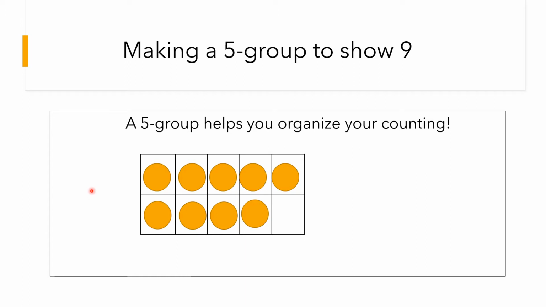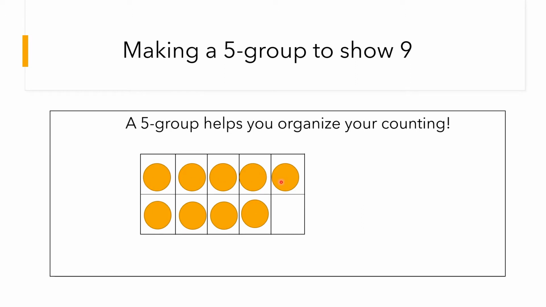Let's count how many circles I have at the top of my 5 group. 1, 2, 3, 4, 5. Hey, that's why they call it a 5 group. There are 5 circles up top. But remember, I want to make a 5 group of 9. So I need enough circles that will give me 9. How many more circles do I need at the bottom? Let's count. 1, 2, 3, 4.